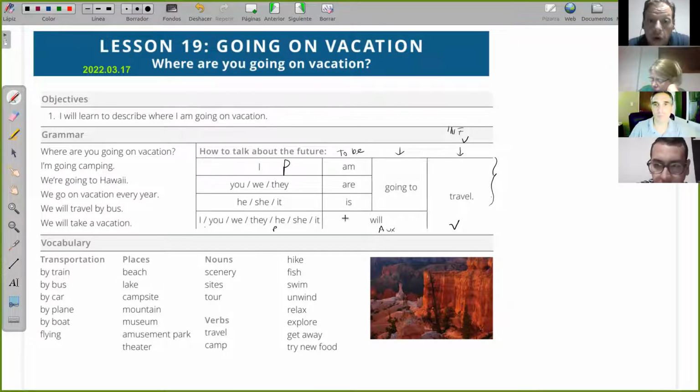I am going to travel. Okay. I will take a plane. So let's read these sentences, these examples here. And Diana, would you like to?